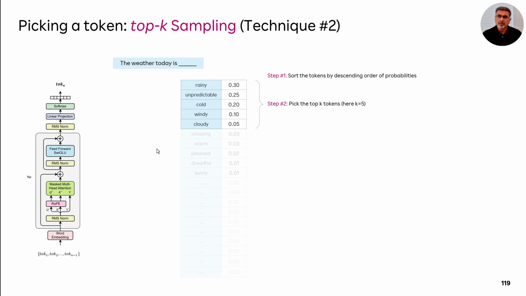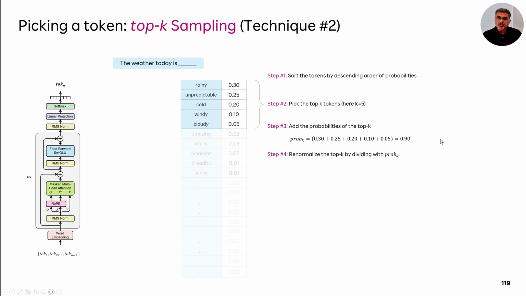Let's say the top K is 5, which means that you want variety. So at any given step, you can pick from the top K probabilities. Next, you add the probabilities of the top K: 0.3 plus 0.25 for unpredictable, 0.20 for the token cold, 0.10 for the token windy, and 0.05 for the token cloudy. You add them all up, so the total probability is 0.90.